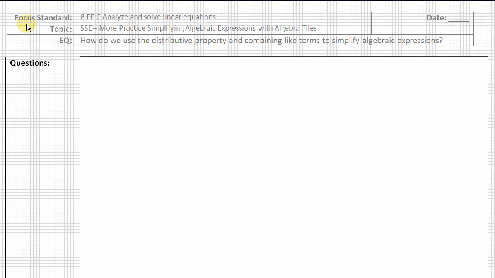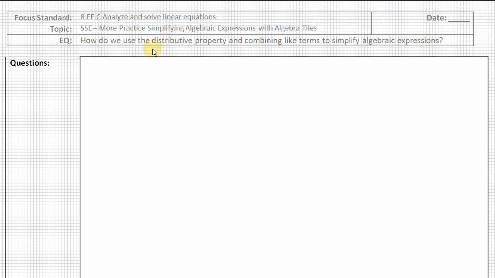For today's lesson, and in fact for this unit, our focus standard continues to be from grade 8, Expressions and Equations, Standard C, Analyze and Solve Linear Equations. Our topic is still from Simplifying and Solving Equations, and today's lesson is more practice simplifying algebraic expressions with algebra tiles. Our essential question is, how do we use the distributive property and combining like terms to simplify algebraic expressions?